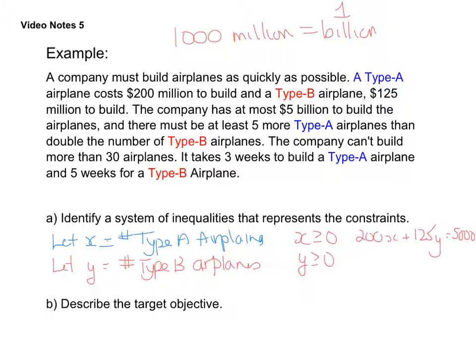All right, the next one we have is x. Oh, sorry, and that should actually be less than or equal to 5 billion. x plus y less than or equal to 30, because they cannot make more than 30 airplanes. And then the last one is the most complicated one. There must be at least 5 more Type A airplanes than double the number of Type B airplanes. So here we are, we have 5 constraints.